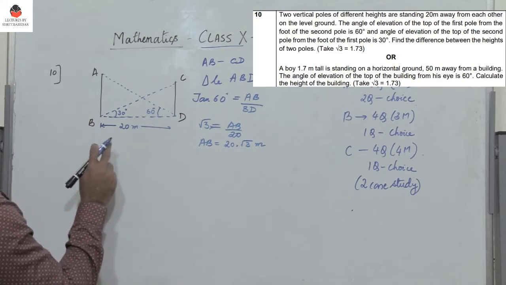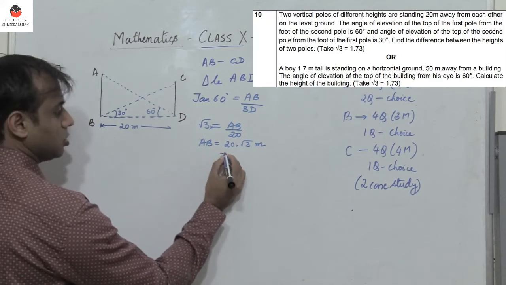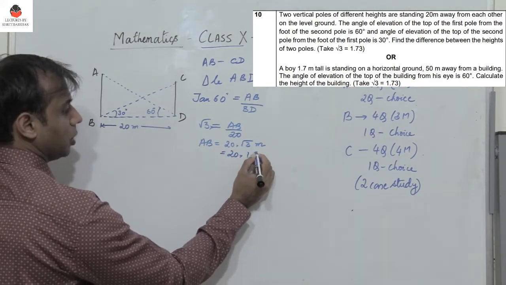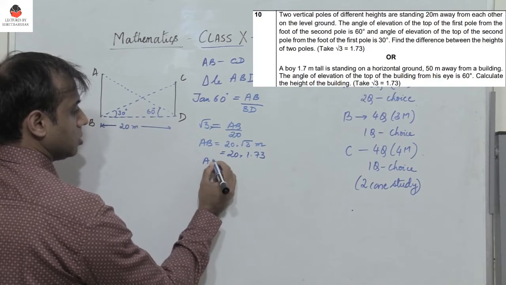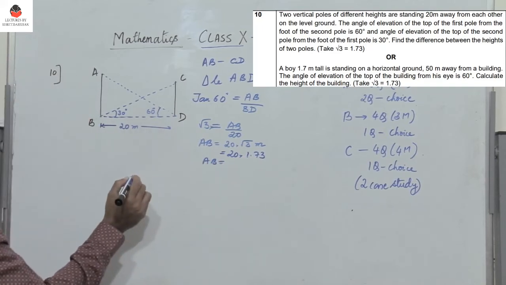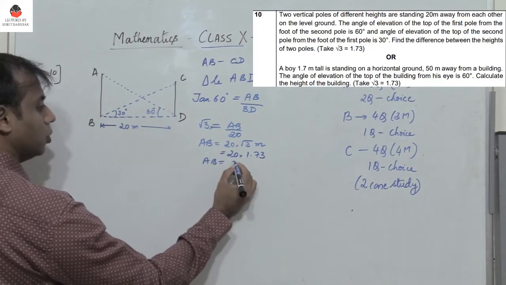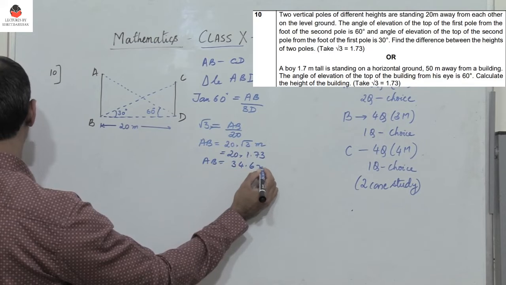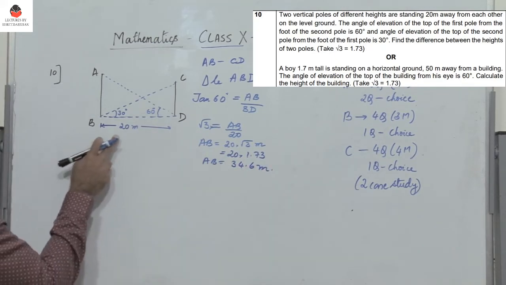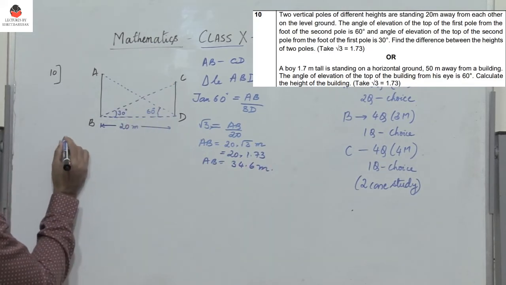It's been given that take root 3 as 1.73. So 20 into 1.73 meters. So the value of AB will be approximately equal to 34.6 meters.